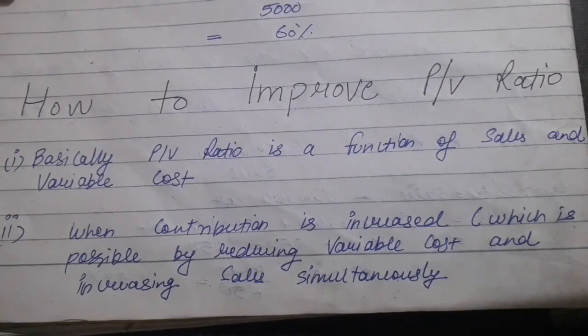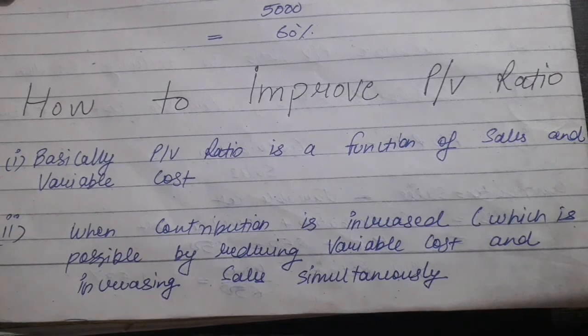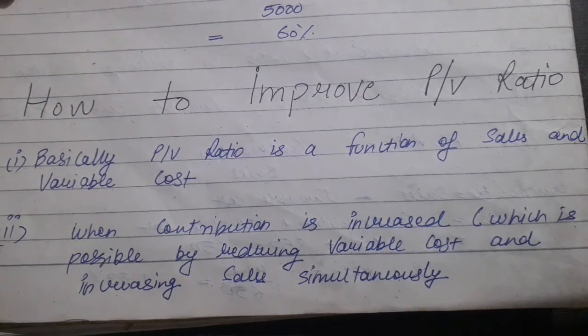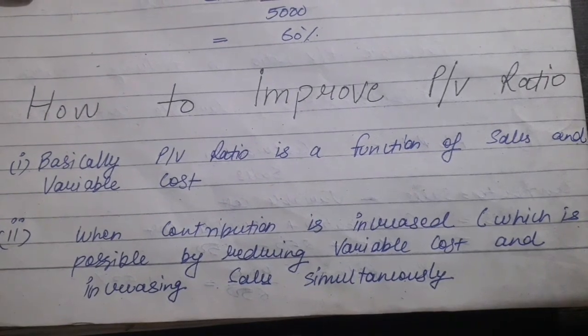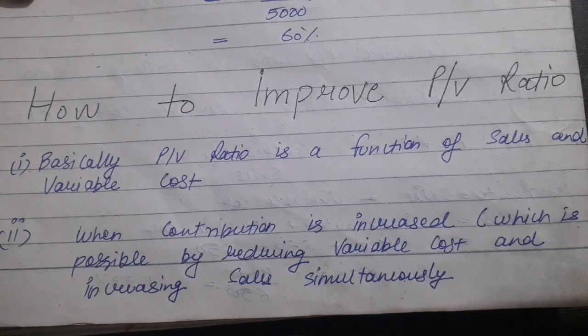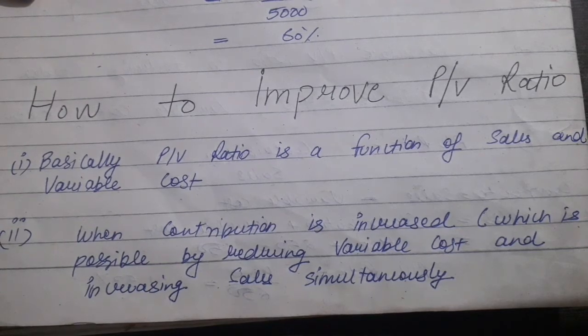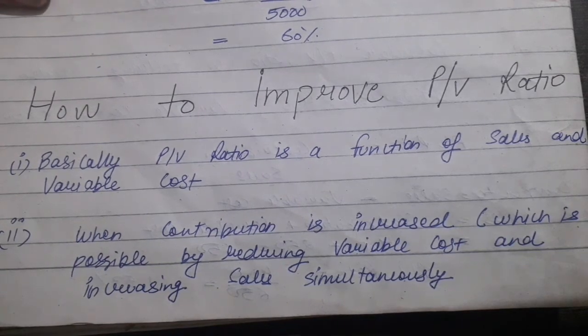Here comes the most important topic of today: how to improve your profit volume ratio. Most of the firms in the manufacturing business are focused on increasing their overall profitability, which is represented by their PV ratio. PV ratio represents your efficiency in managing funds and in doing business. So basically, PV ratio is a function of sales and variable cost.